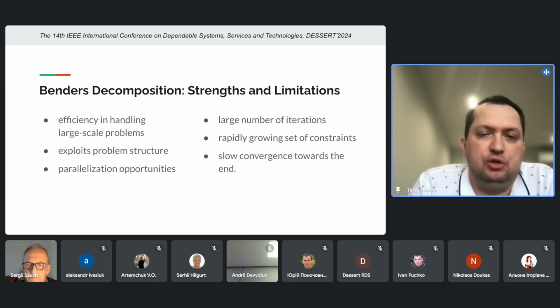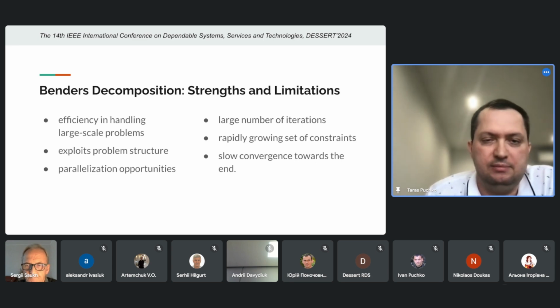One approach to address the computational complexity of large-scale mixed-integer linear programming problems is Benders decomposition. This method breaks the problem into a master problem and secondary subproblems, working iteratively by solving subproblems and adding new constraints to the master problem at each iteration. However, it has its limitations, including a large number of iterations and a rapidly growing set of constraints which may lead to high memory consumption.